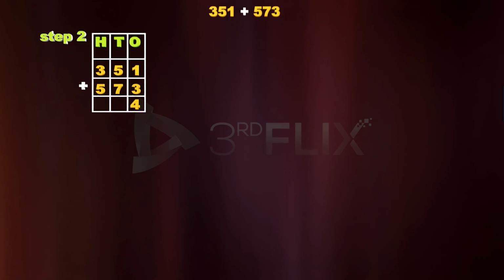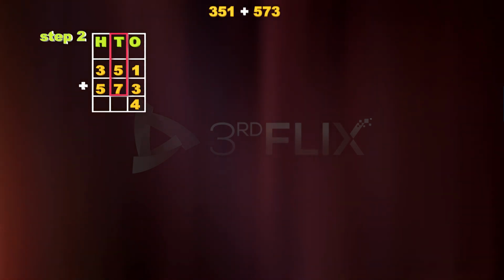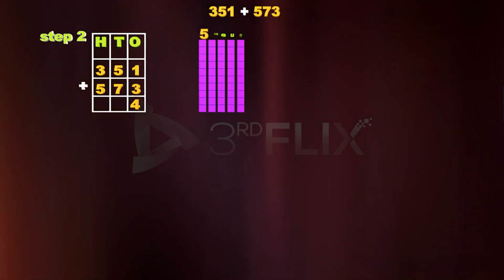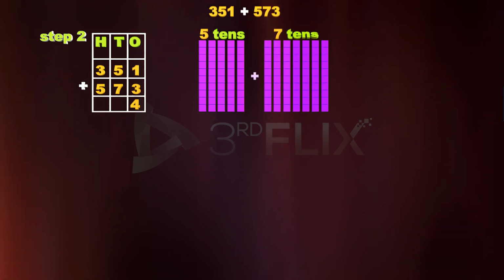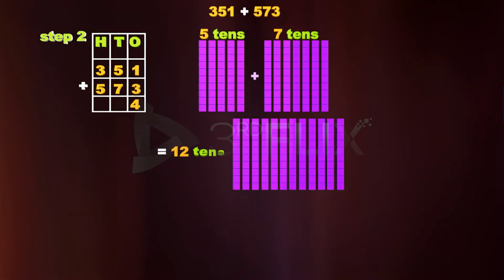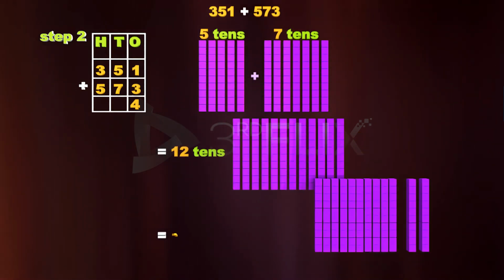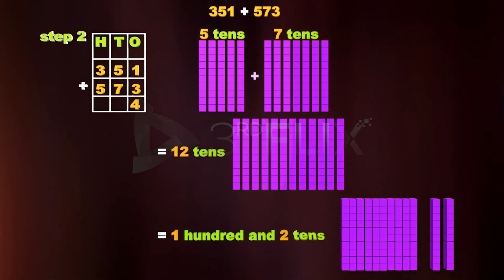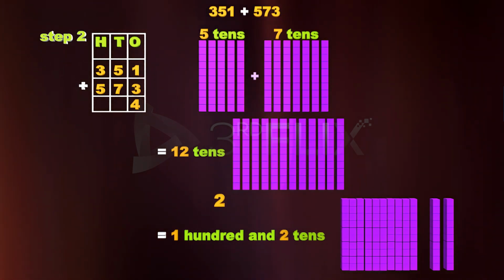Step 2. Add the tens and regroup. 5 tens plus 7 tens. So, 5 tens plus 7 tens is equal to 12 tens, which is equal to 1 hundred and 2 tens. Keep 2 in the tens column and regroup 1 to hundreds.